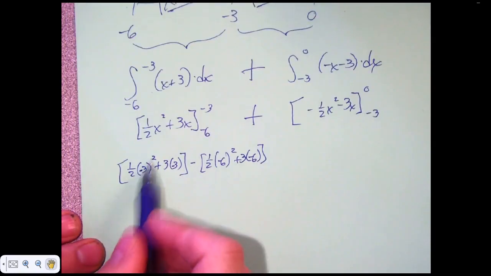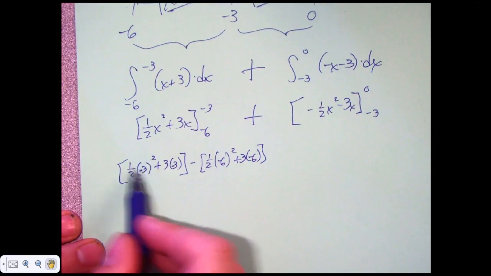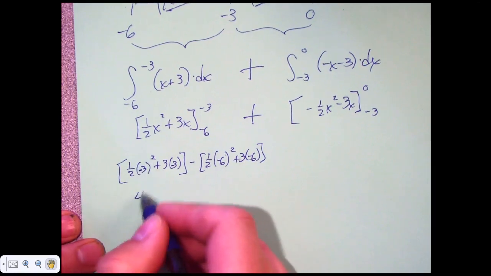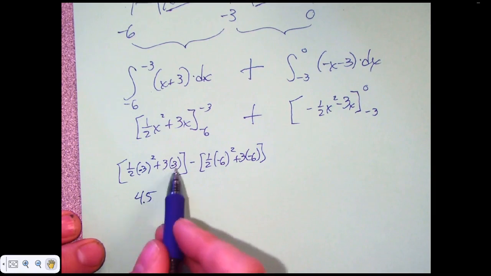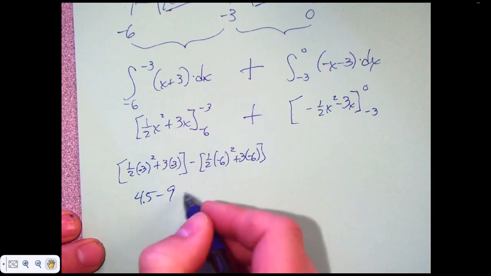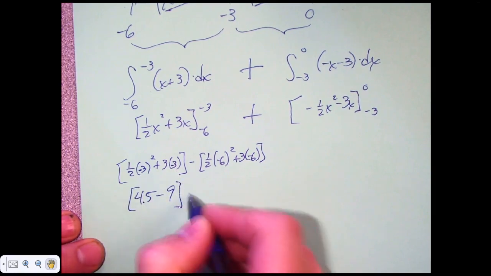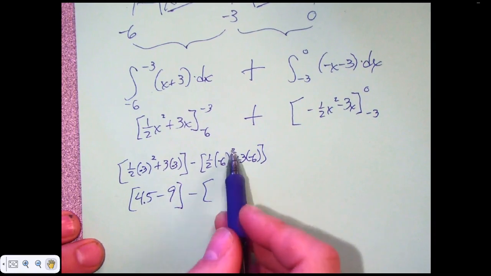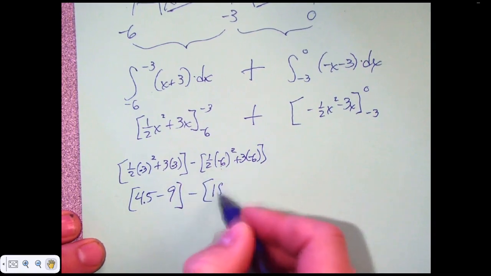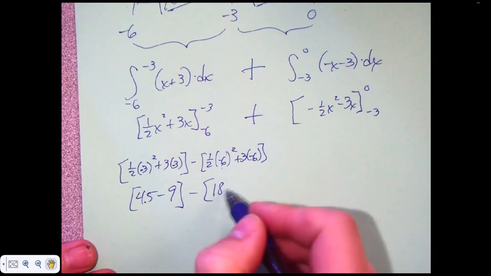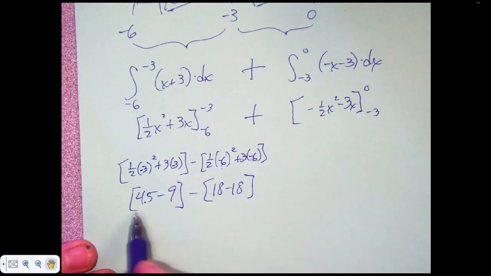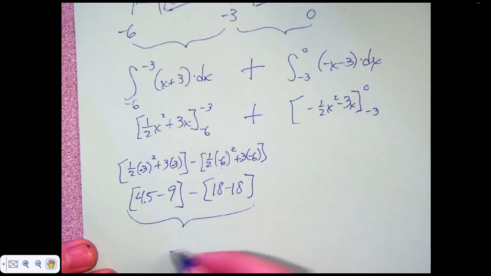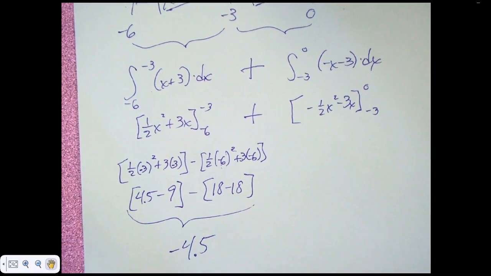So this is not positive 9. Half of 9, I'm going to go 4.5. 3 times -3 is -9. Minus, so that's 36. Half of that is 18. 3 times -6 is -18. So all of this part over here comes out to negative 4.5.